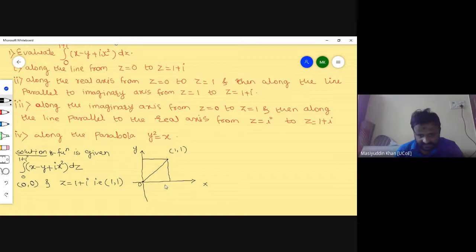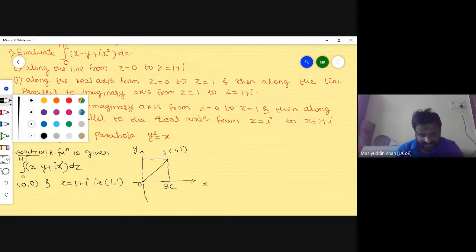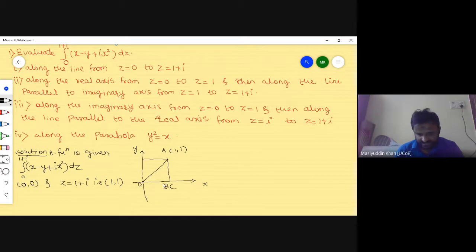This is A, and this point is by default 1, 0, and this point is known as C, which is 0, 1. So I hope things are clear to everyone, how we design this kind of diagrammatic representation.